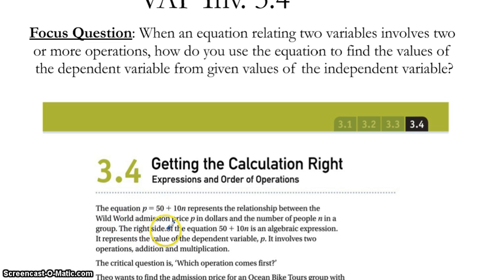So let's take a look at an example. In the equation P equals 50 plus 10N, this represents the relationship between the admission price in P dollars and the number of people N. The right side of the equation, 50 plus 10N, is the algebraic expression. It represents the value of the dependent variable P. It involves two operations, addition and multiplication. Which operation comes first?